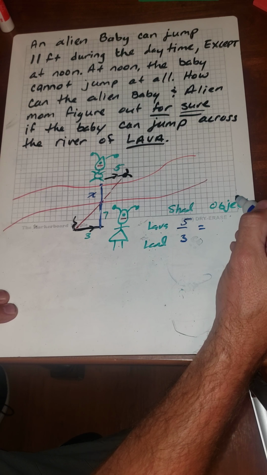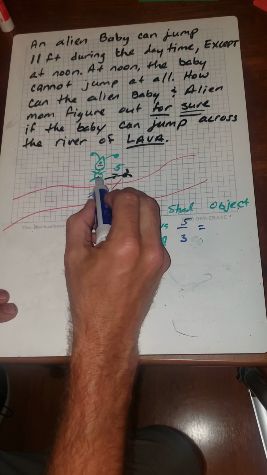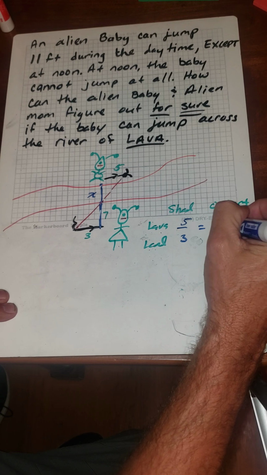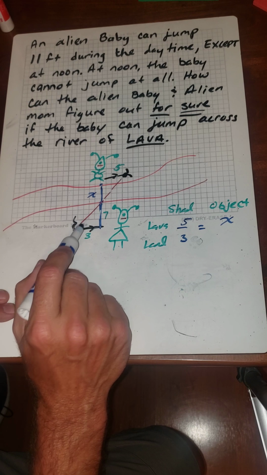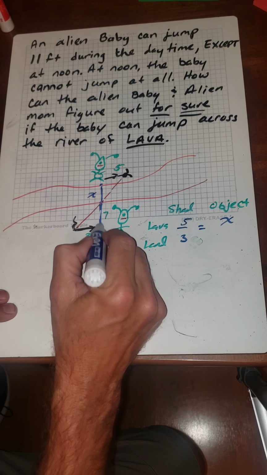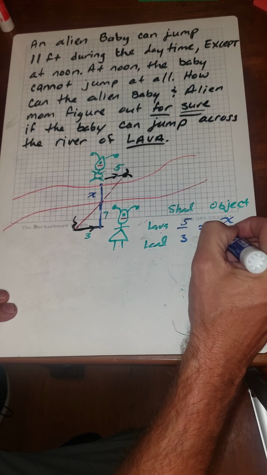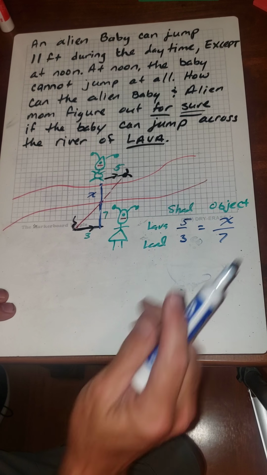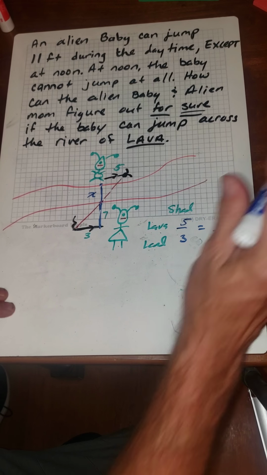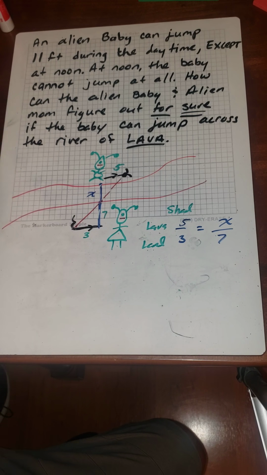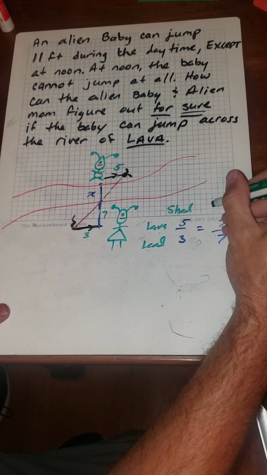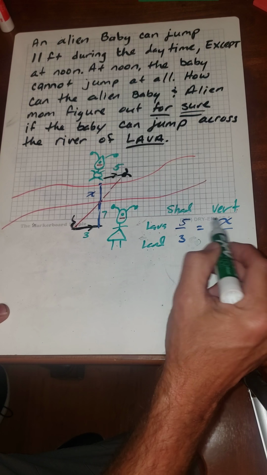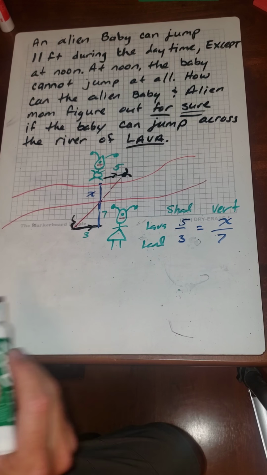And then the object on the lava side, I'm sorry, that's the X, that's what we don't know. And then the object on this side is the 7. Which I guess "object" was kind of a weird name. Maybe I should have called that vertical line. I'm going to change it actually to vertical. That makes more sense, not really the height of the baby or the height of the stick. So vertical line there is better. So this vertical line is the lava vertical line and the land vertical line.